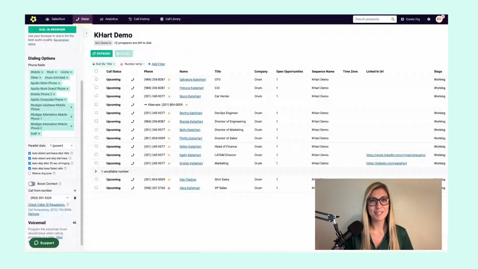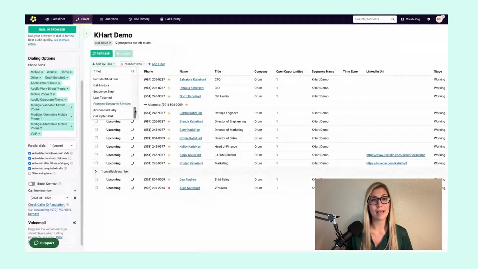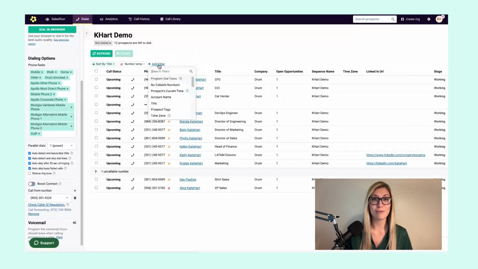Before we start our session in Orum, I want to share some information about our sort and filter functions. These are going to be found at the top of your page, right here. Sort is very straightforward. I can sort by either name, title, many different fields, if I want to be strategic about maybe a time zone or even their title. My filter functions are found right here.